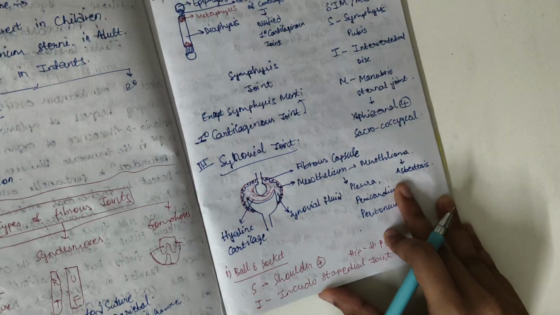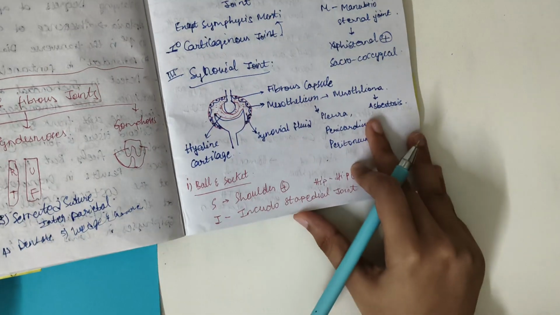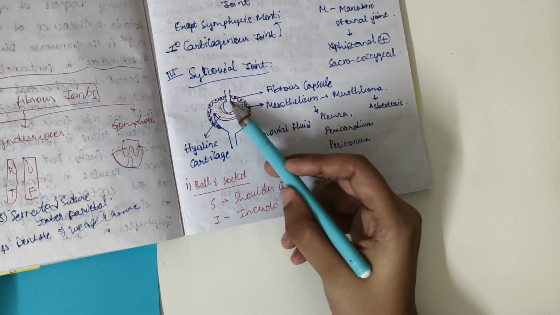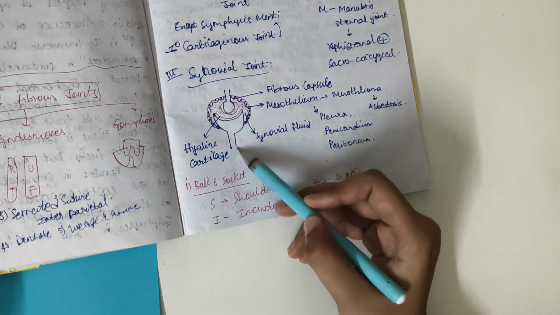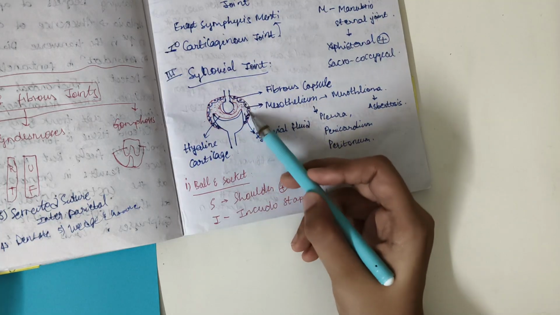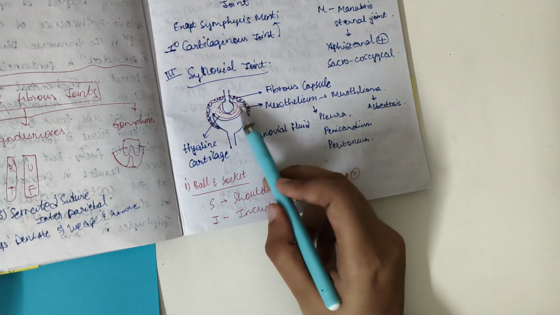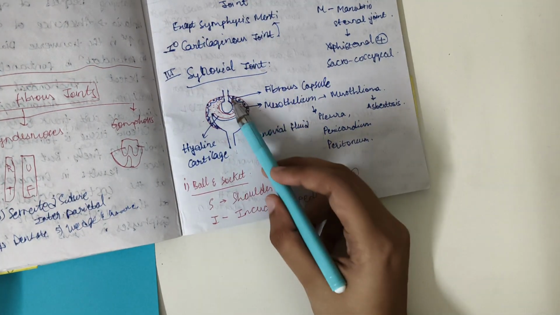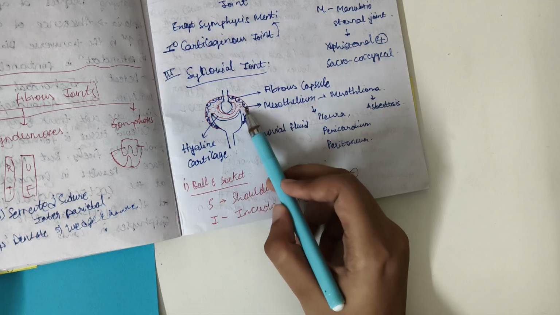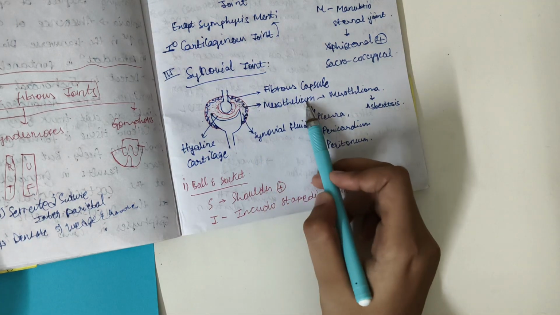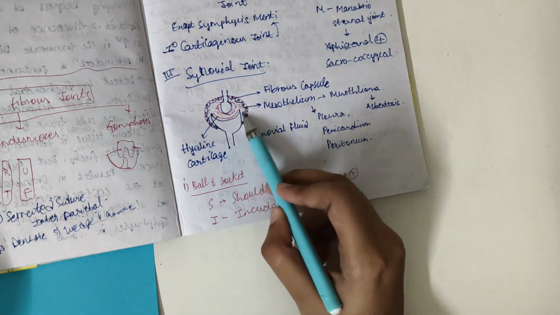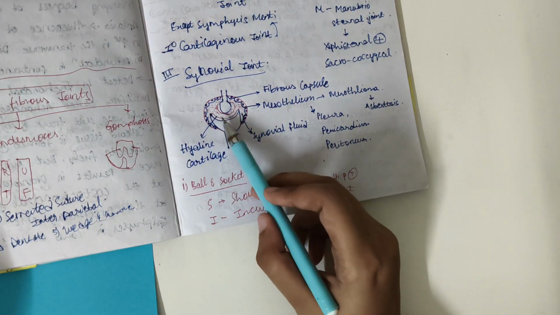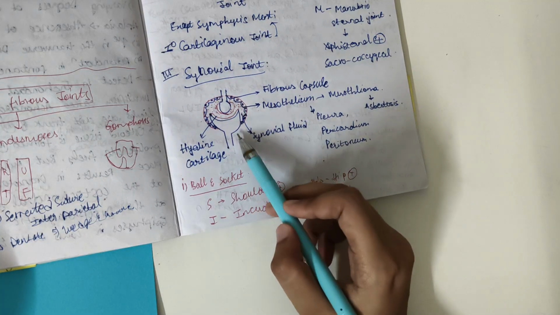And coming to synovial joint. Synovial joint, this is one bone and this is second bone. It is enclosed by a fibrous capsule. Inside it there is synovial fluid, and fibrous capsule has mesothelium, and both the bones are covered with hyaline cartilage.